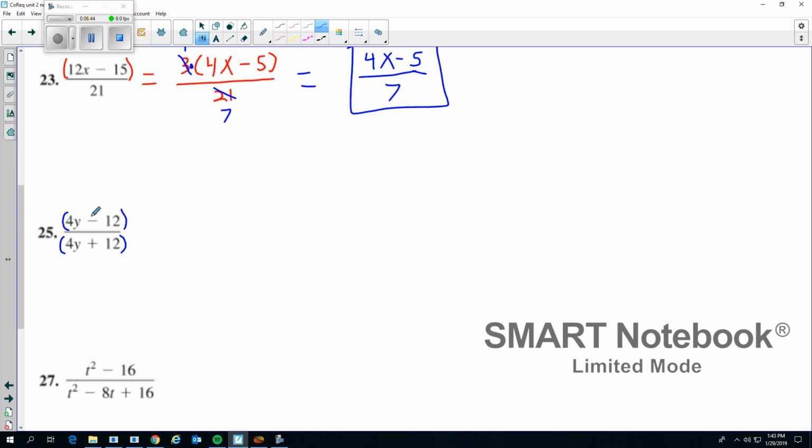And remember, it's either you can cancel out with the exact same or you can't. And there's a big difference between plus and minus, so you cannot cancel these out. They do not cancel each other out. But what we can do is factor out a 4 on top, and that'll leave us with y minus 3. And then on bottom, we can factor out a 4, and that'll leave us with a y plus 3. Okay, so then now we can cancel out the 4s, okay? And those just basically reduce down to 1s. And so all you're left with is the y minus 3 over the y plus 3.